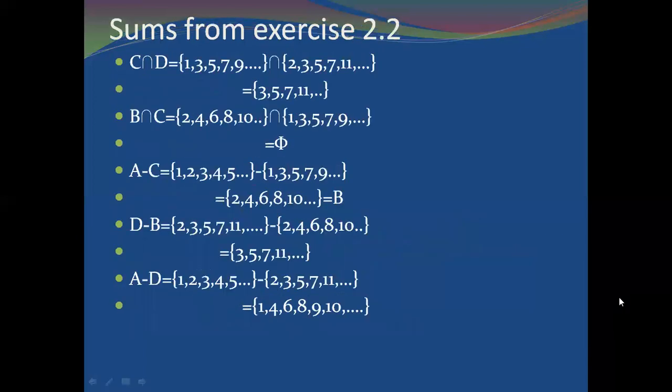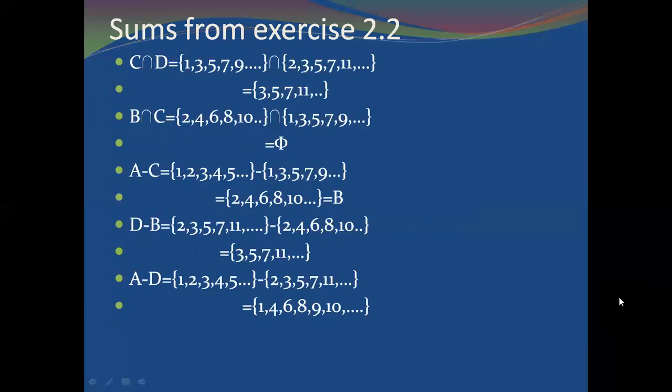Now, C intersection D. 1, 3, 5, 7, 9, etc. intersection 2, 3, 5, 7, 11. Now, in this, the common elements are 3, 5, 7, 11, etc. You know that these are all odd numbers as well as prime numbers, together in both the sets. When you extend it, you'll get some more elements, but I have given only a few elements here.